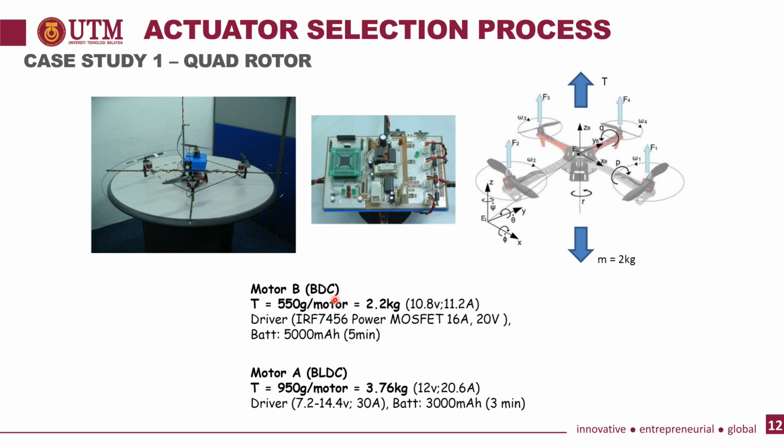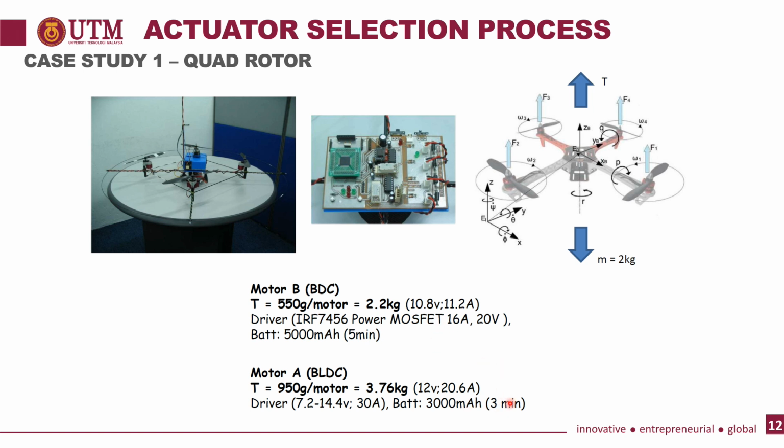That is motor B, so you have two options. The next option is motor A. This one is a brush motor and the other is brushless. For the brushless motor, the thrust is 950 grams per motor, so it has a total of 3.76 kilograms. So can your system withstand 3.76 kilograms? You need to determine that. This motor is rated at 12 volt at 20.6 ampere, and the driver is from 7.2 to 14.4 volt at 30 ampere. As you can see, the driver rated voltage and current are higher than the motor itself, and the battery that may be used is 3000 milliamp hour, which maybe will last about 3 minutes.